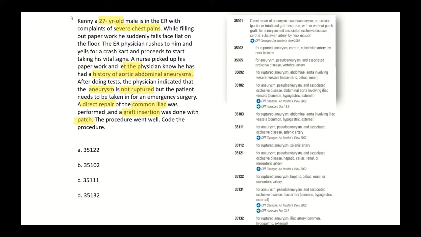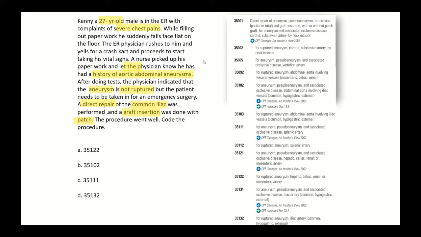If you notice, this long family here under direct repair of aneurysm has several types of them, so you really have to pay attention to the details in your scenario. That's where your keywords are going to come in. There's really not much parenthetical guidelines in between, so it's all about your keywords and being forensic. And if you chant this, it absolutely is going to help you out. So let's take a look, okay?